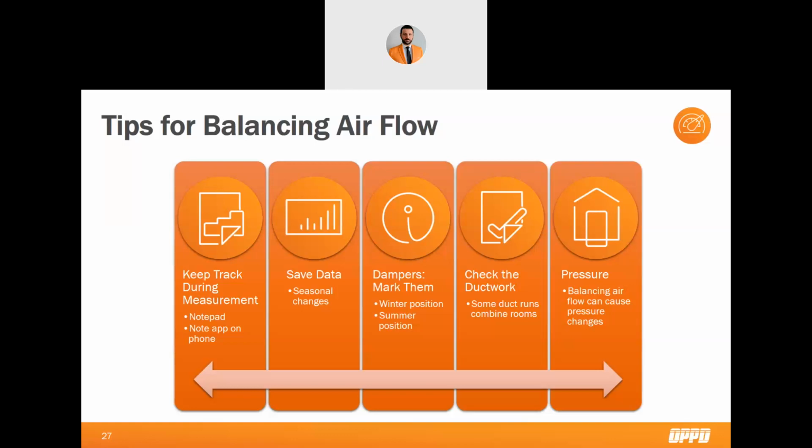Next, if you do have dampers, mark where they should be for each season or time of year. For example, a winter position and a summer position directly marked on the ductwork. While you test and measure airflow, try and make sure you know exactly where the takeoffs go and if there are any additional lines or ducts coming off that takeoff. Some of these singular takeoffs can feed more than just one room.